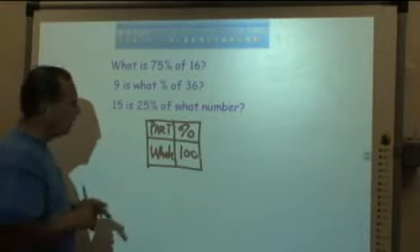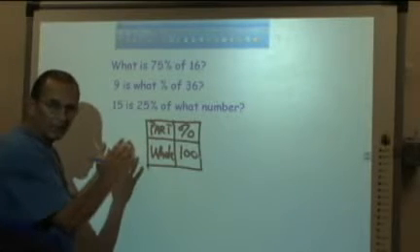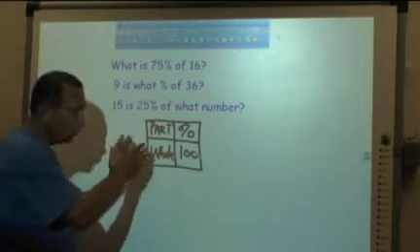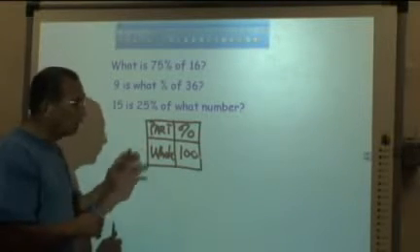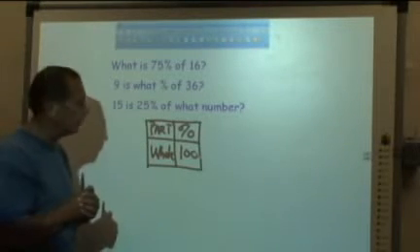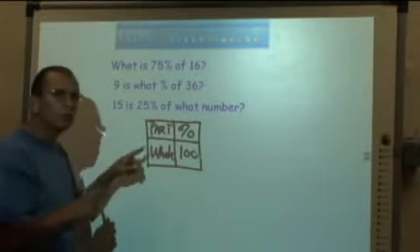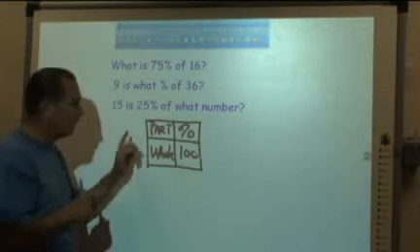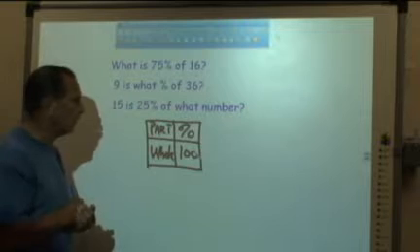Say it again. I'm going to put the numbers into this formula, and one of these is going to be an x because that's what we're looking for, and we're going to multiply the two numbers across from each other and divide by the number across from the unknown.